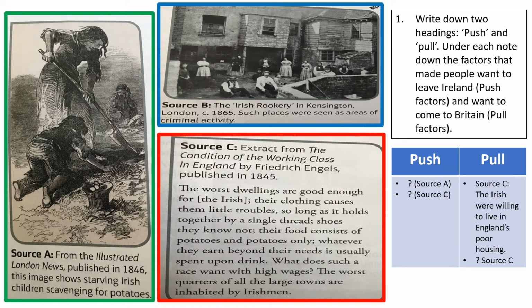But if anything is unclear, I've done one for you in the pull factor column. Source C: the Irish were willing to live in England's poorer housing. And then I've given you clues as to how many more you might want to put under push and pull, and where you might be able to find them. So have a go at that and pause the video now.